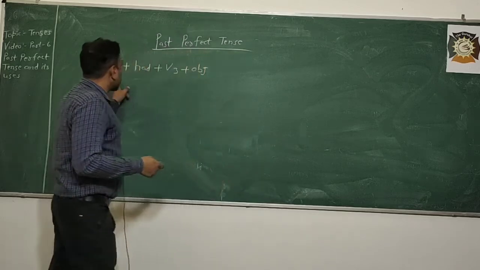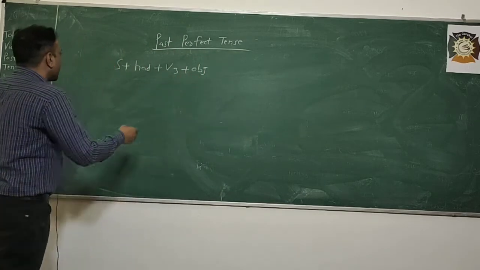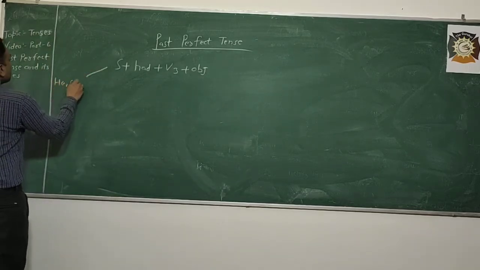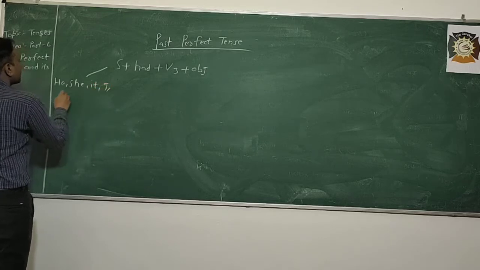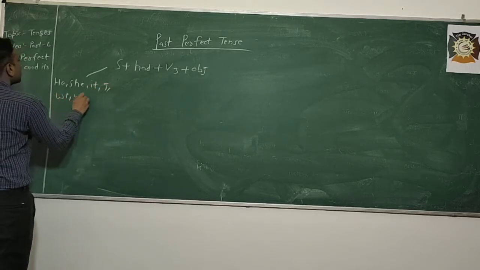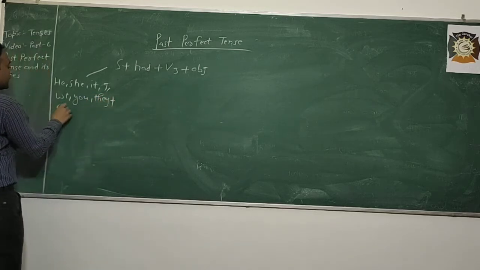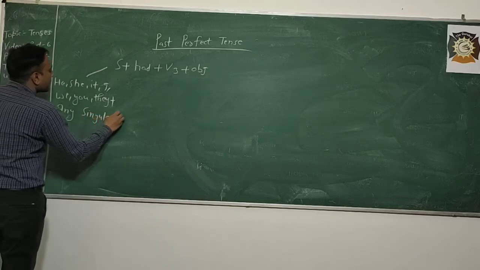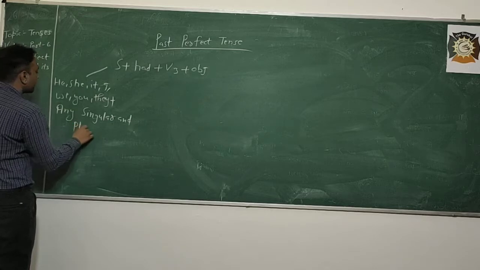So subject plus had plus V3 plus object, with all the subjects: he, she, it, I, we, you, they, plus any singular and plural subject.